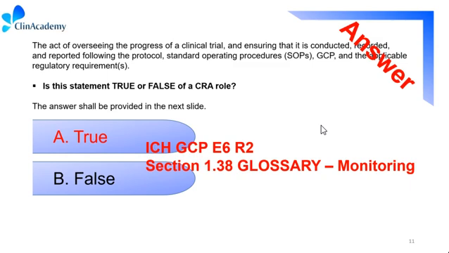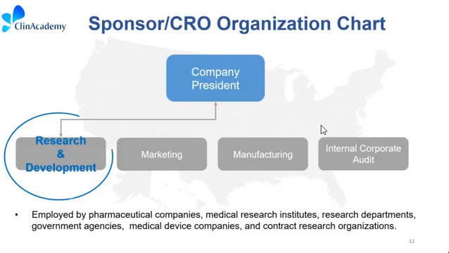Let's move on to the next learning objective. In the reality of the clinical research industry, the CRA is employed by pharmaceutical companies, medical research institutions, research departments, government agencies, medical device companies, and contract research organizations. These companies provide finances to support drug development and clinical research. They are also known as a sponsor in the clinical research context. The CRA role is generally positioned in the Research and Development Division, among other functional divisions within a sponsor organization.